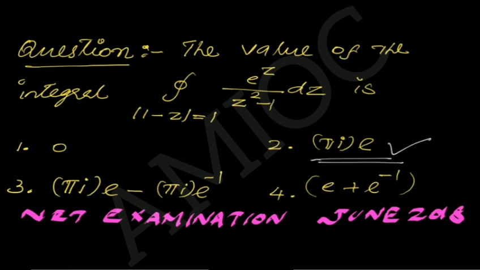Now you can try this question with Cauchy's residue theorem, and you will find the answer is also pi I into e. That process is a little bit lengthier than this one, and we can analyze the difference between these two methods, Cauchy's integral formula and Cauchy's residue theorem, for evaluating the integrals.